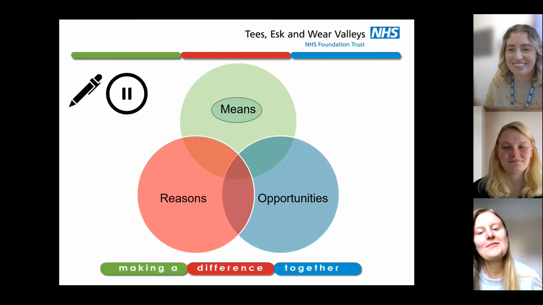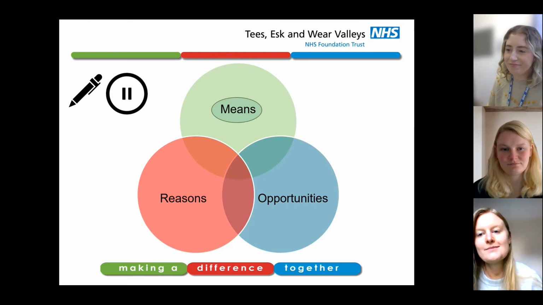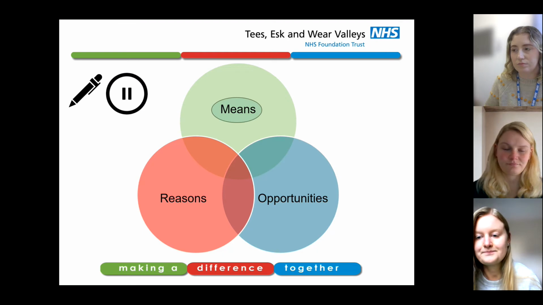So now we're going to talk about the means, reasons and opportunities model. So this model is what we base a lot of our assessment and interventions on. So all three of these areas are needed for successful communication to occur. So the part in the middle represents when all of these areas come together, and that's to allow for successful communication. So we're going to have a look at each of these areas individually.